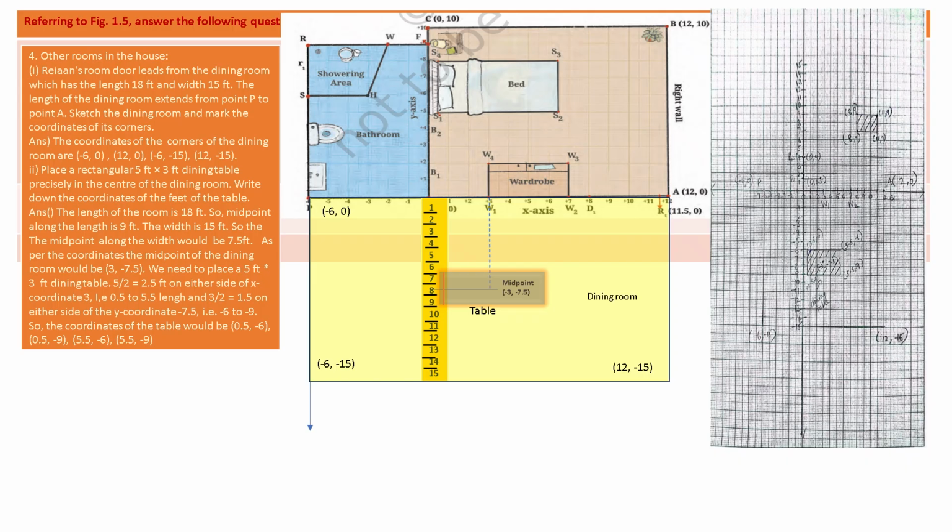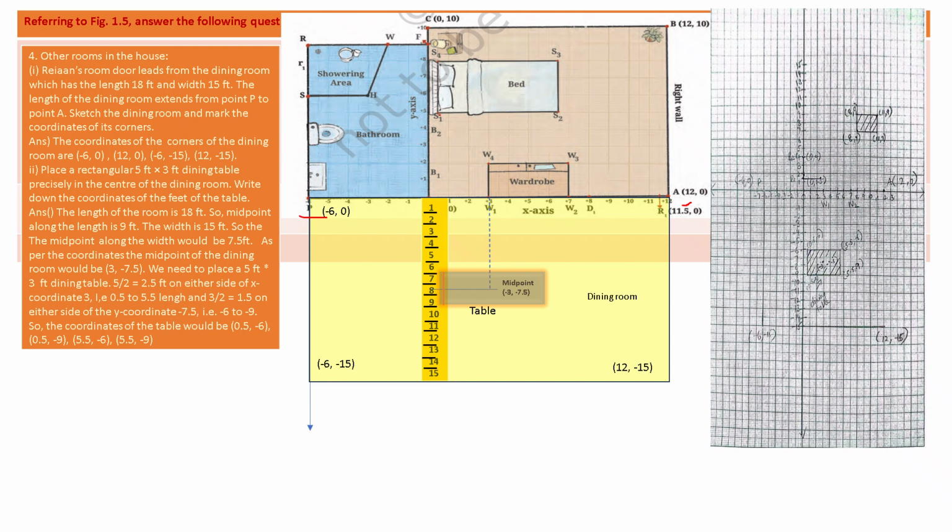Other rooms in the house. Now, Rayan's room door leads from the dining room, which has a length of 18 feet by 15 feet. So, the length of the dining room extends from the point P to the point A. This is along the length, and along the width it extends to about 15 feet along the y-axis. So sketch the dining room and mark the coordinates of the corners.